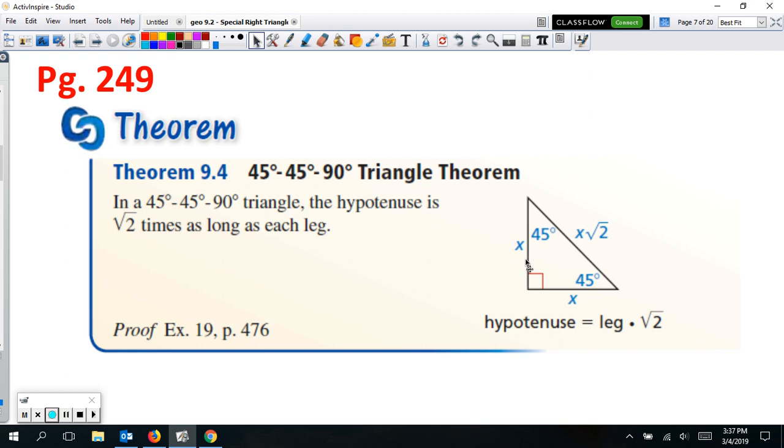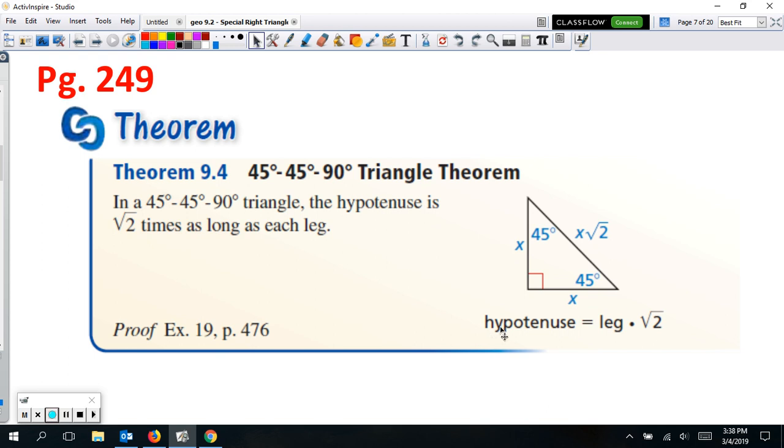So we're going to call those x, and we're going to go off just what the leg side is right now. So the hypotenuse is always going to be whatever the leg is times the square root of 2. So if the leg was just 1, then it would be 1 times square root of 2, which would just be square root of 2. If the leg is 2, then it's 2 square root of 2 for the hypotenuse. So a very easy one to work with.